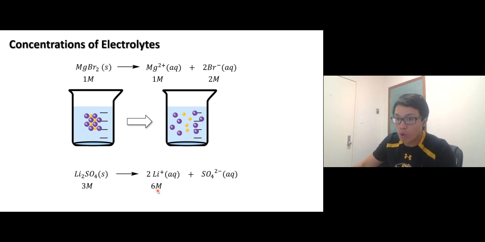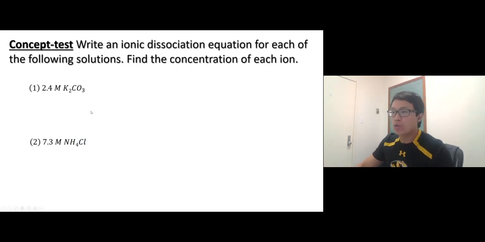So you should have 6 molar of lithium ion in the solution, and only 3 molar sulfate ion, because it's a 1:1 ratio. So 1 here, 1 there. We only have 1 sulfate per unit of the whole thing, but 2 lithium per whole unit of lithium sulfate. Whatever concentration we start with, you will get double the amount of lithium ion and the same amount of the sulfate.